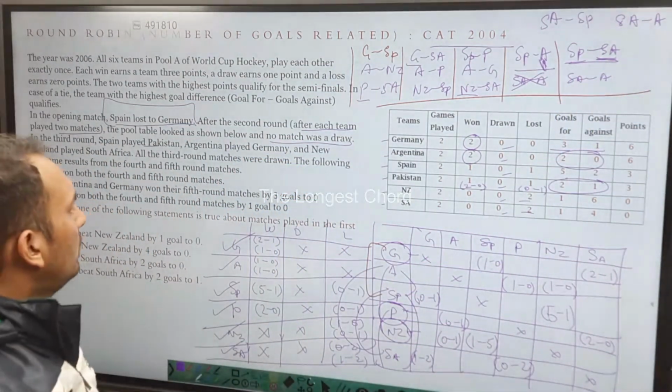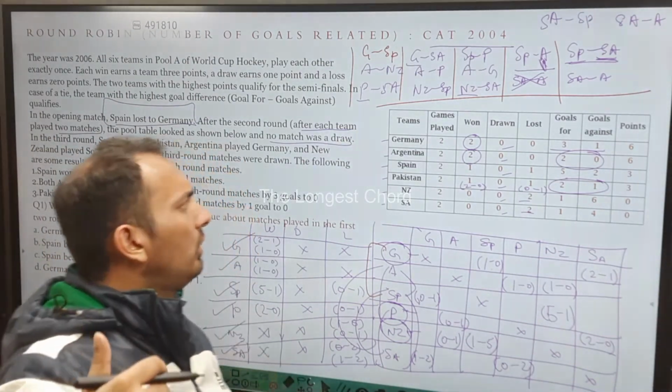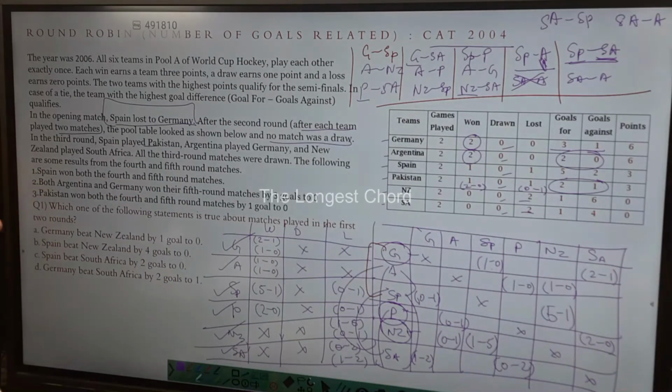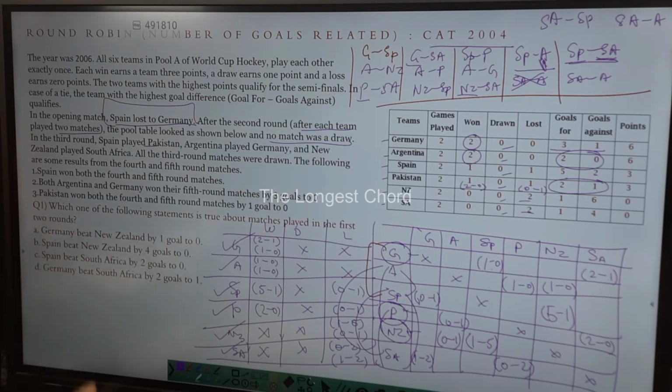So we can say this data given in this set is false. So that's why we'll just focus on the questions that are till second round, and we'll just avoid questions which are for the further rounds. So let us just solve this question. Which one of the following statements is true about matches played in the first 2 rounds?